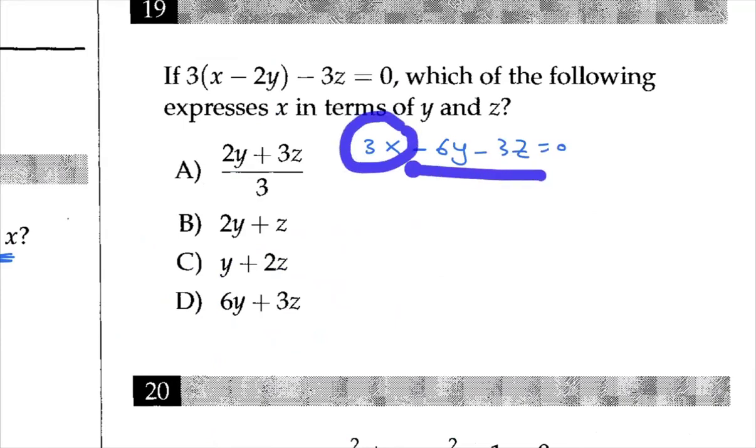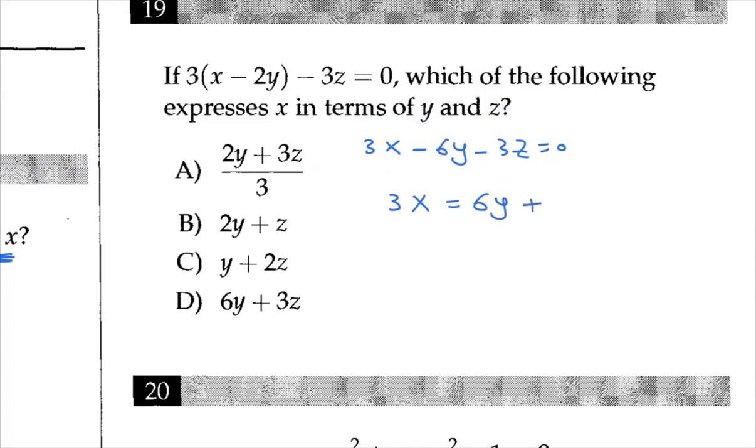Only this. So everything shift to the other side. Bring down 3x and shift negative 6y, it will be 6y. Negative 3z, it will be plus 3z. And here 3x. All right. So we need to get x. So just divide the whole equation by how much? By 3.